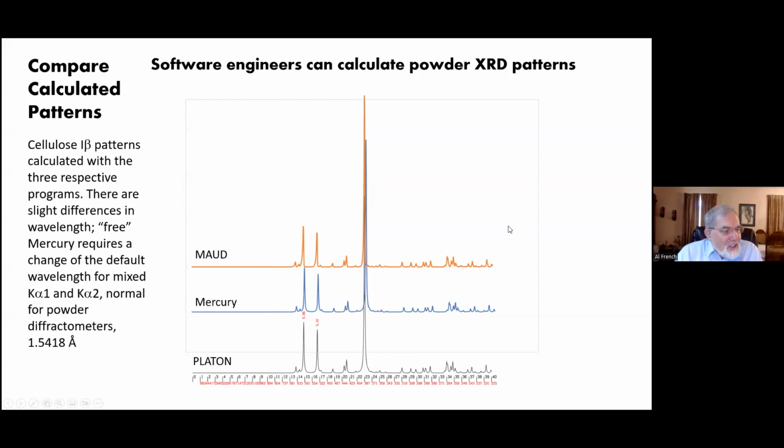So what this slide shows is that different programs, I'm talking about the MAUD program, the Mercury program, and the Platon program, all of which are free software, if you ask them to calculate the diffraction pattern for cellulose, they can all give you almost exactly identical patterns. And so this is something that is a known capability, something that software engineers know how to do. There's a little discrepancy here.